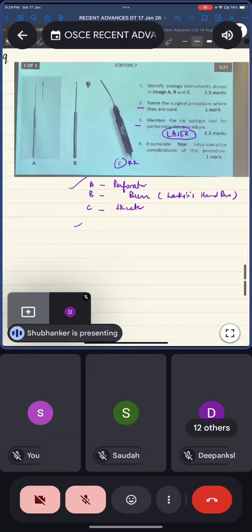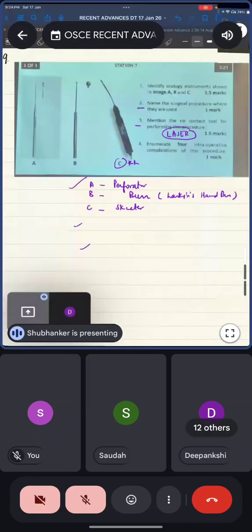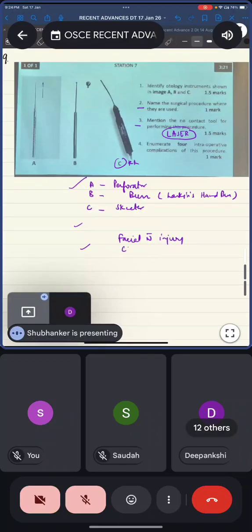Okay, the last question is enumerate 4 intraoperative complications. So would somebody like to take facial nerve injury? Yes, facial nerve injury, chorda tympani injury. Anything else? SNHL can happen, absolutely. Facial nerve injury, chorda tympani injury, then ossicular chain disruption. Floating footplate you can also mention. Apart from that, perilymph gusher can come. Perilymph gusher.